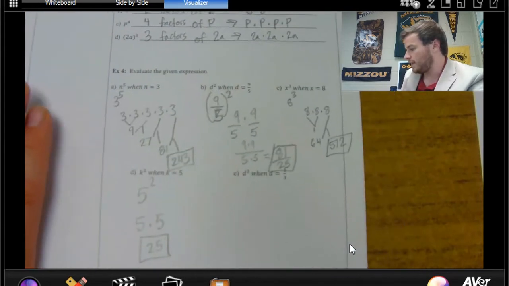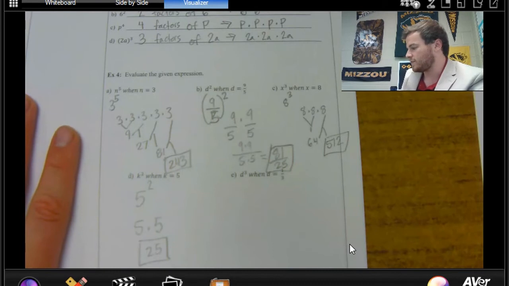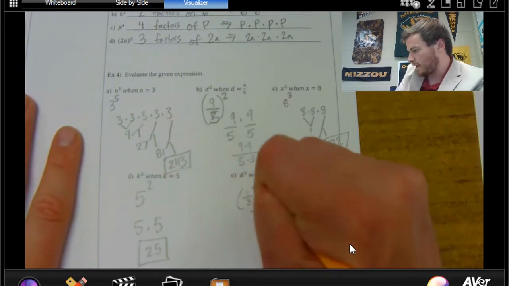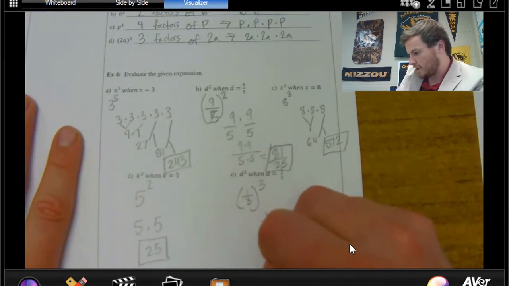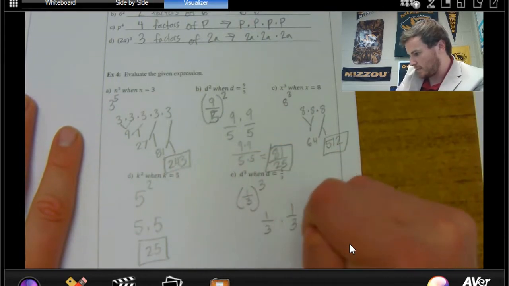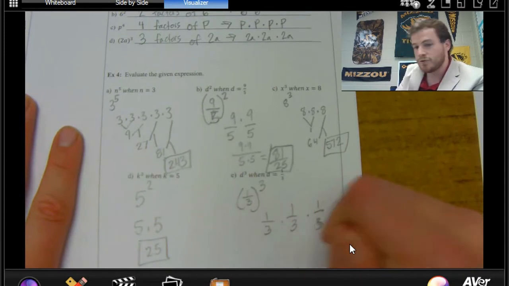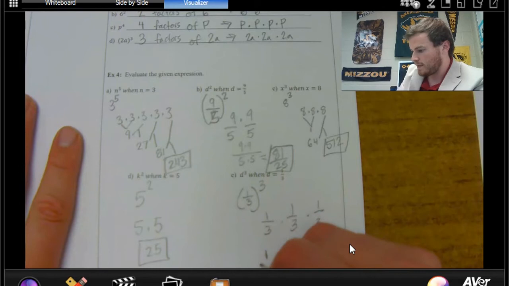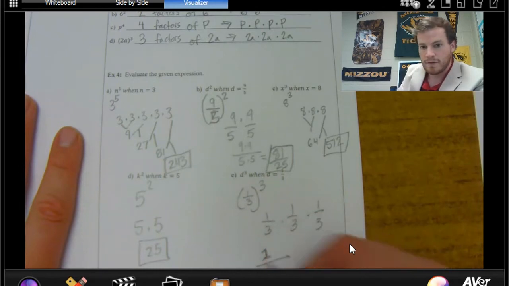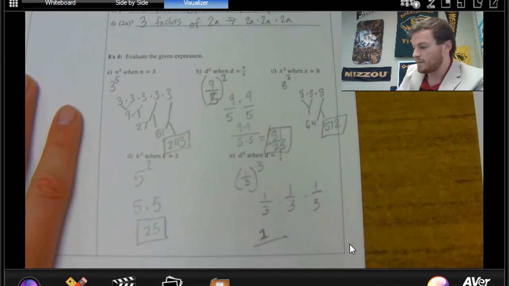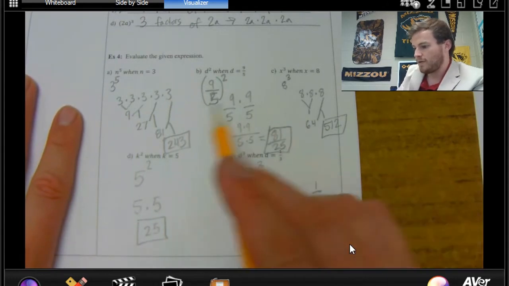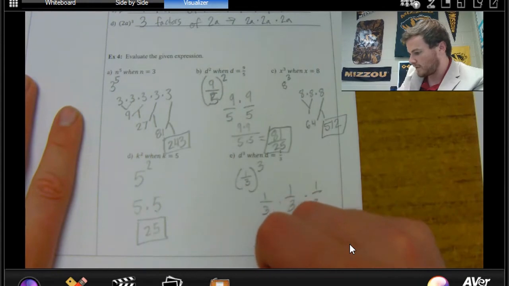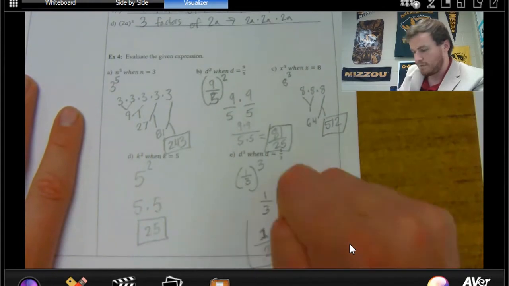Now on E, it's d to the 3rd power when d is 1/3. So you do 1/3 to the 3rd power, which is the same thing as 1/3 times 1/3 times 1/3. You multiply across. 1 times 1 times 1 across is 1. So that number stays constant up above. But 3 times 3 times 3, we already know 3 times 3 is 9, times another 3 is 27. So we know it's going to be 1 over 27. Final answer.